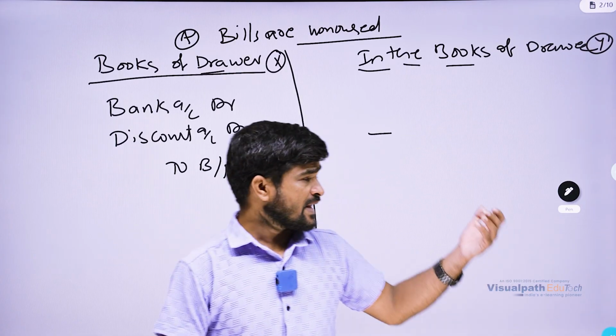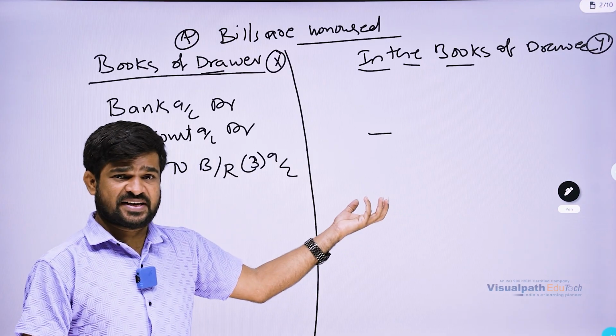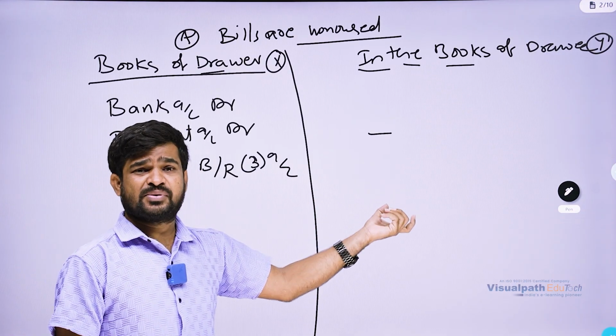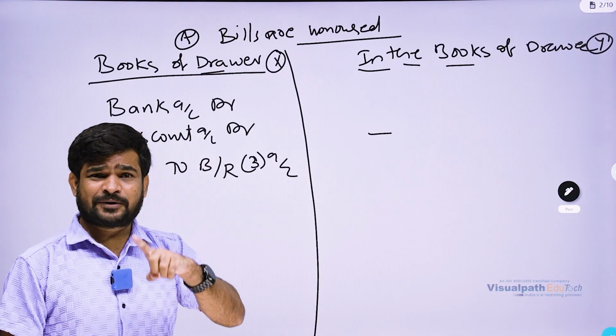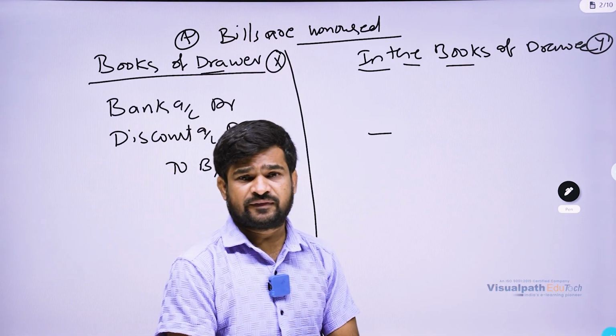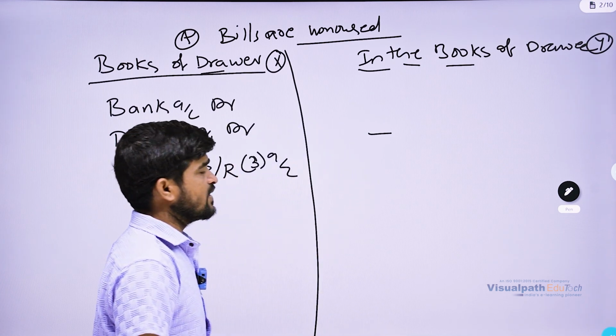At the same time, there is no entry in the books of the drawee because, as I said just now, even if the bill is utilized in different ways, there is no entry in the books of the drawee. Just the acceptance entry of the bill and the honor or dishonor entry will be recorded in the books of the drawee. So this entry is also not recorded.